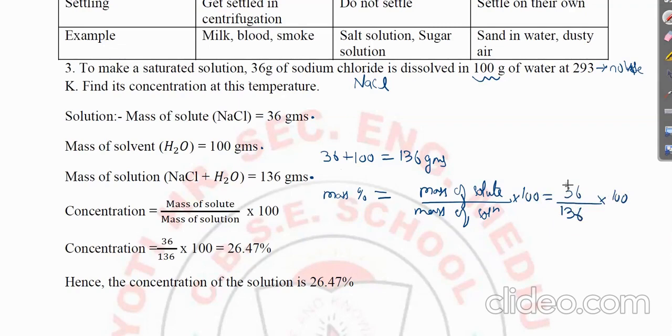On cancelling, we get cancelled by 4. 4 threes are 12, 4 times 34 is 136, and after cancelling 4, it will be 9 over 34, times 100. So, 900 divided by 34, and it will be in percentage, so the answer will come to 26.47%. Hence, the concentration of the solute, that is NaCl, in our solution is 26.47%.